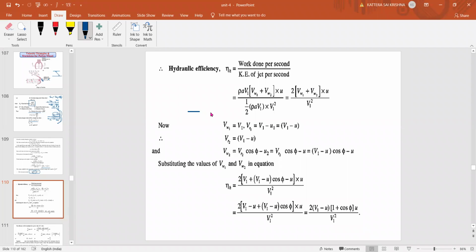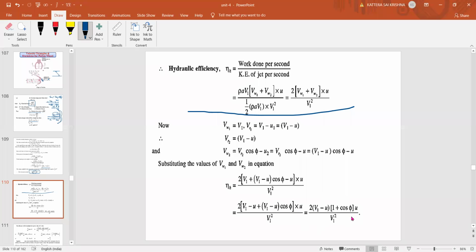So till this, we have seen the last cases for the impact of jets on vanes, up to here only, right? So now we know the VW1 value and VW2 value in terms of V1 and everything. So you can substitute here. VW1 is equal to V1 and VR1 is equal to V1 minus U1, right? And VW2 is VR2 cos phi minus U2. And VR2 equals VR1. If you substitute all these terms in this equation, right?